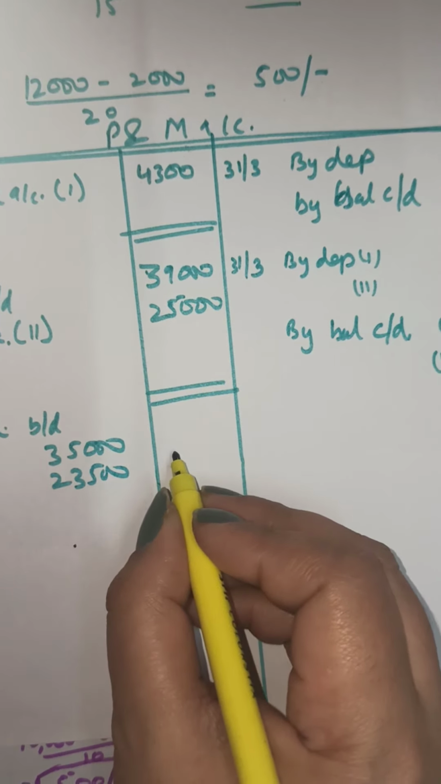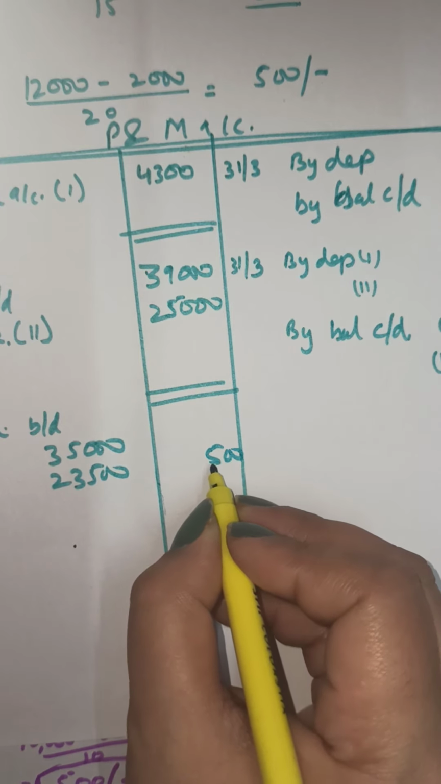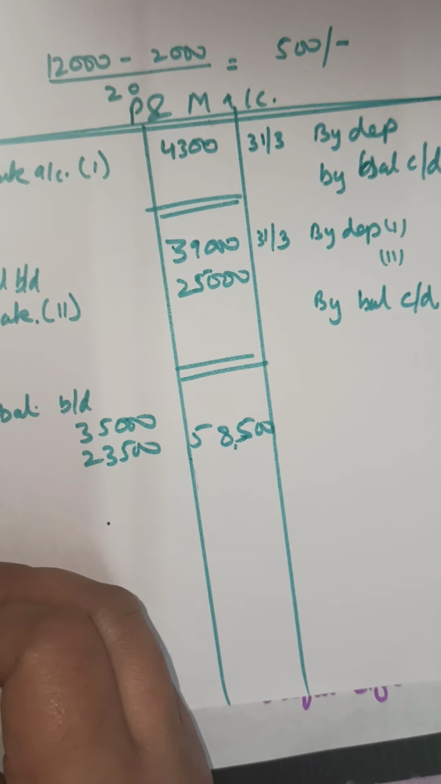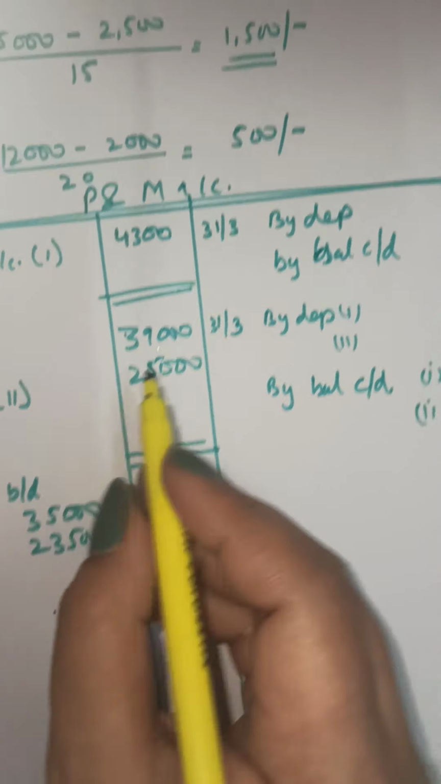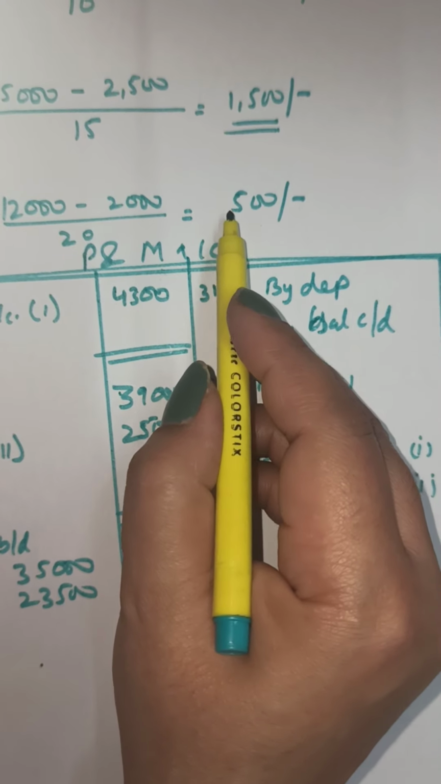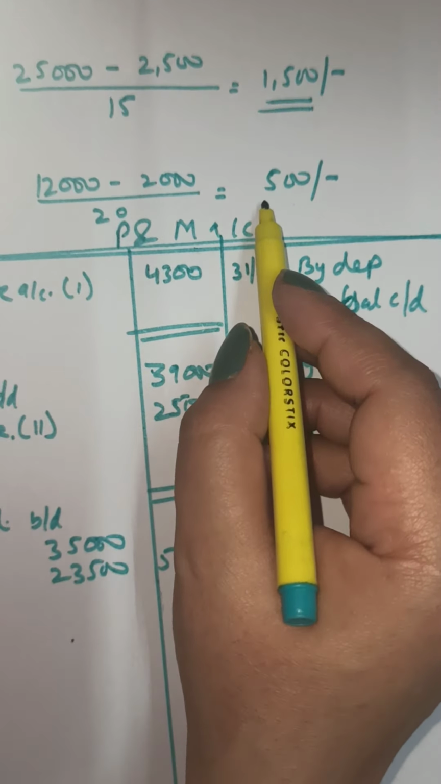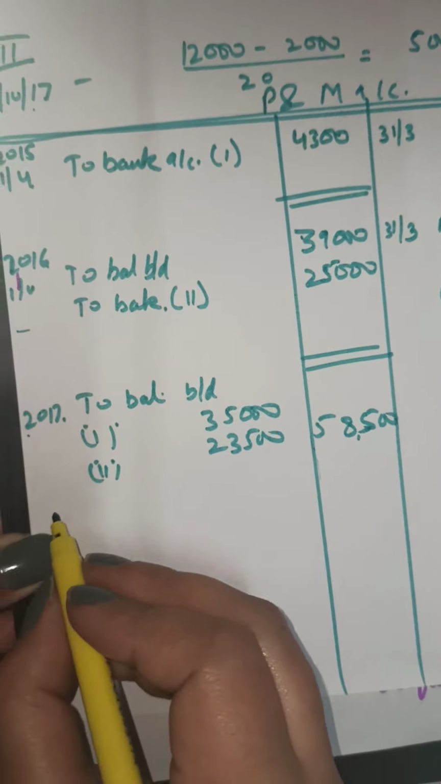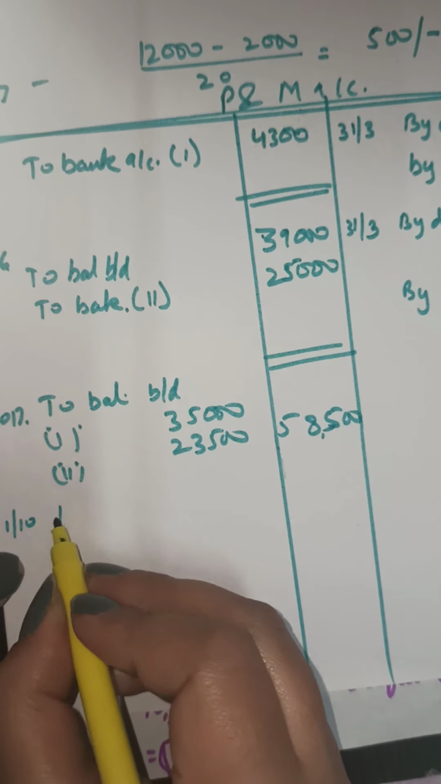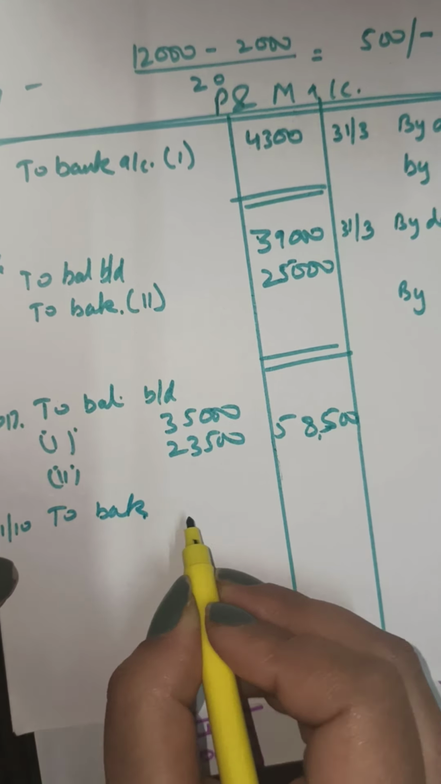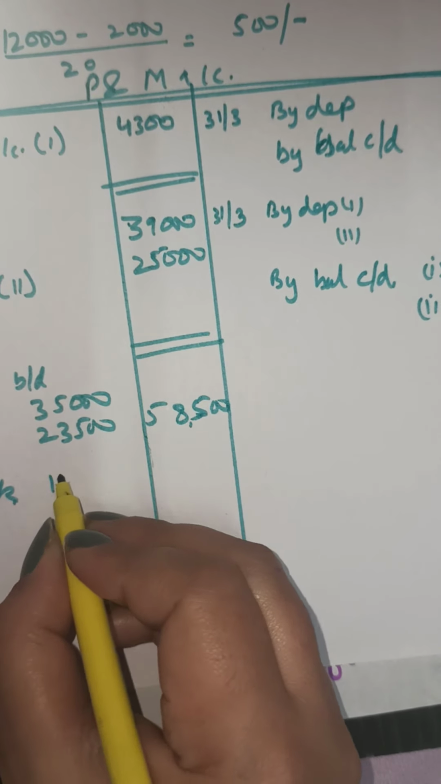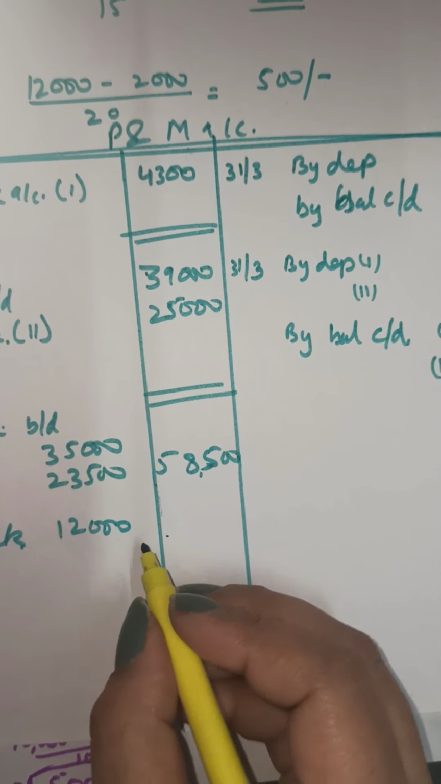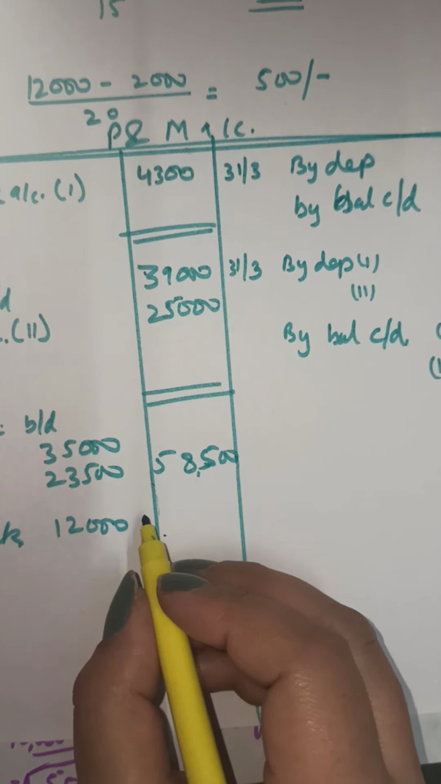That is the total, rupees 58,500. And in this year, on October 1, the third asset is purchased. Remember, this is purchased on 1st October 21/7. When we purchase, it is to bank. How much are we purchasing the asset for? We are purchasing that asset for rupees 12,000.